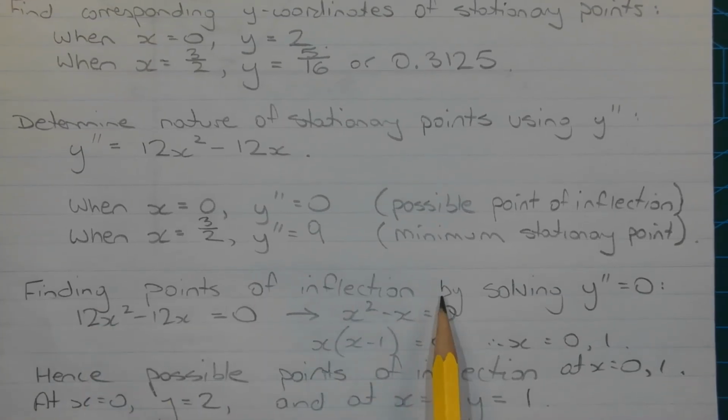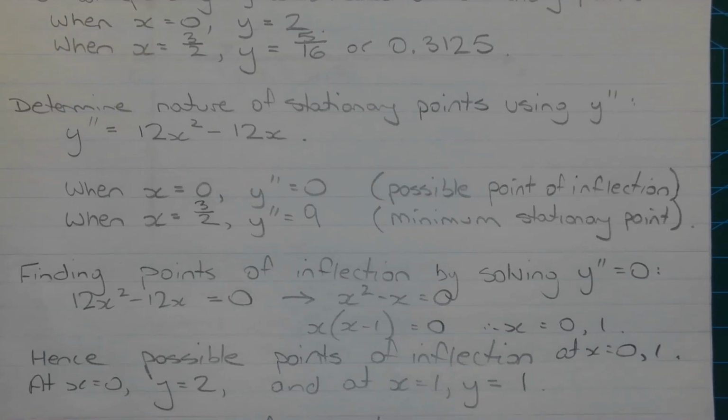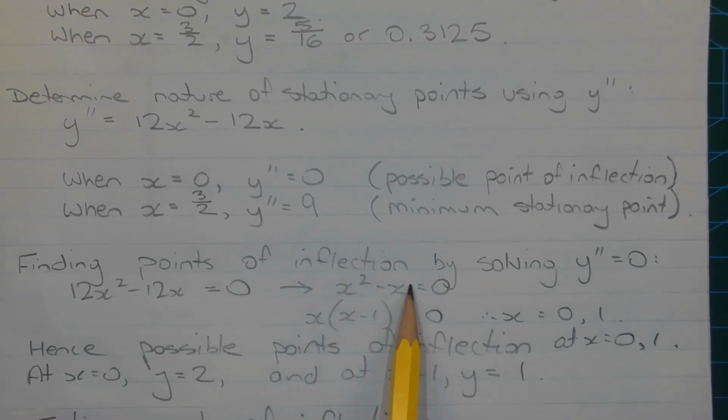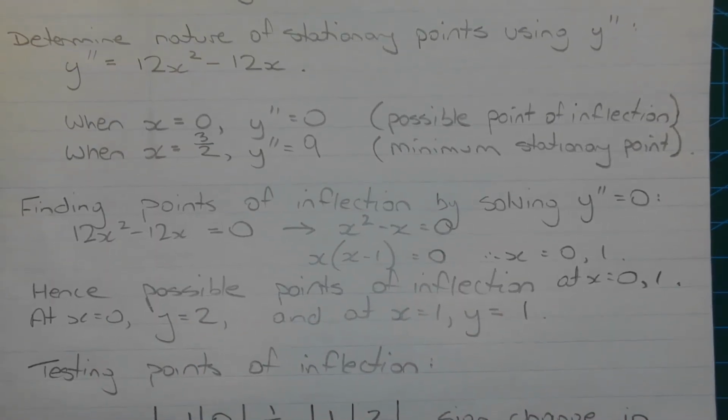So finding points of inflection by solving the equation y double dash equals 0. Now from before we found y double dash, which was 12x squared minus 12x, and we're going to solve that equaling 0. We can divide all terms by 12, we get x squared minus x equals 0. Factorising out x from the left-hand side, we get x times x minus 1 in brackets equals 0. Therefore, x is equal to 0 or 1. Hence, we have possible points of inflection at x equals 0 or 1.